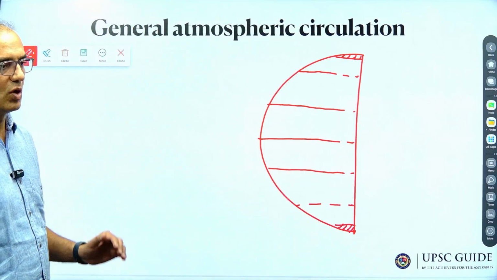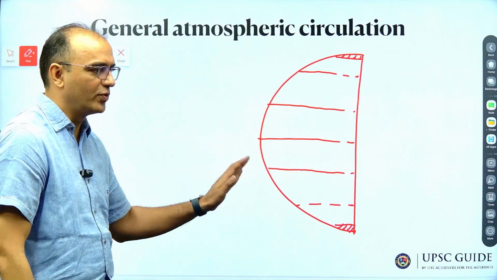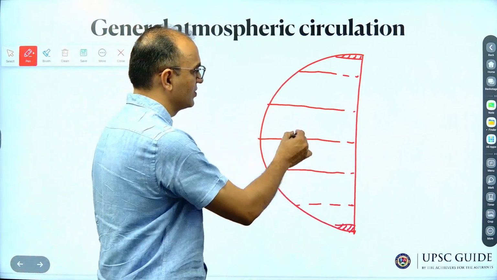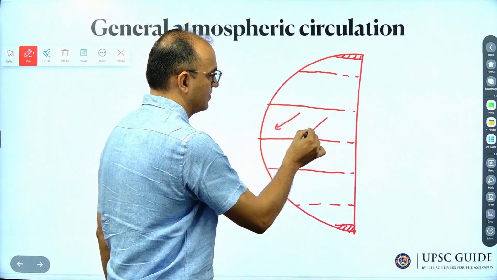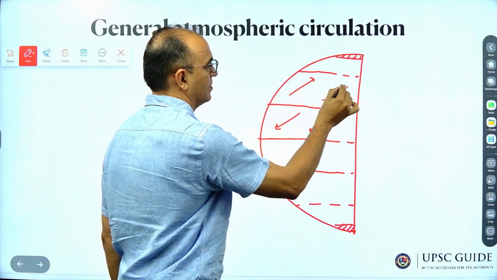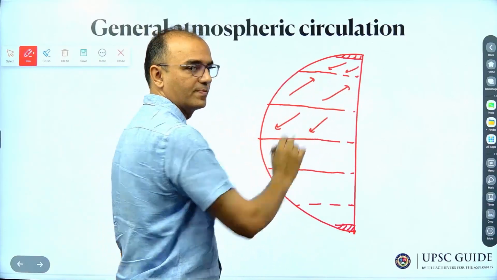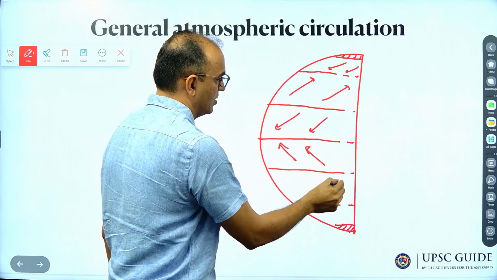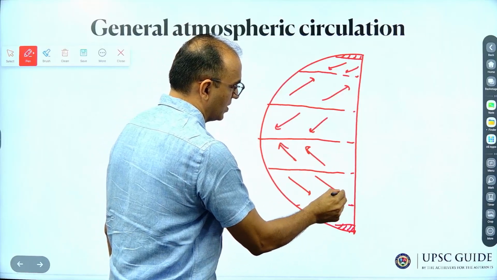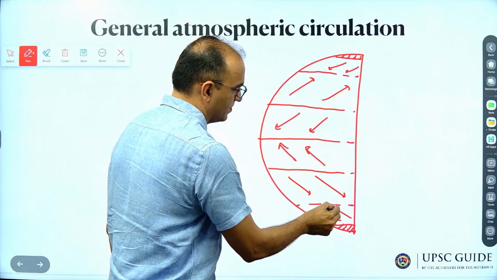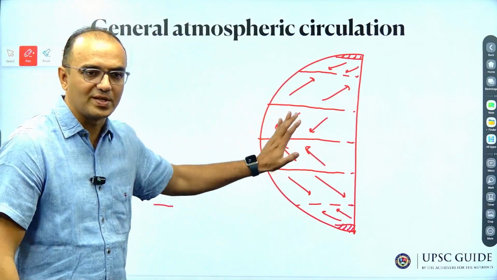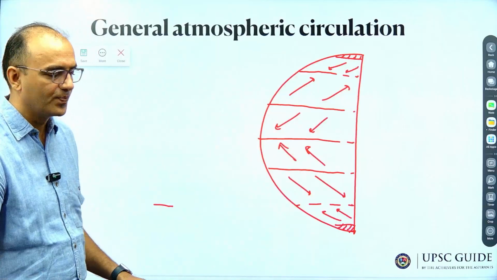Now, on the surface of the planet, what is the wind? The primary winds we have discussed. What are the primary winds? Trades, westerlies, polar easterlies. This is surface circulation over the surface of the earth.